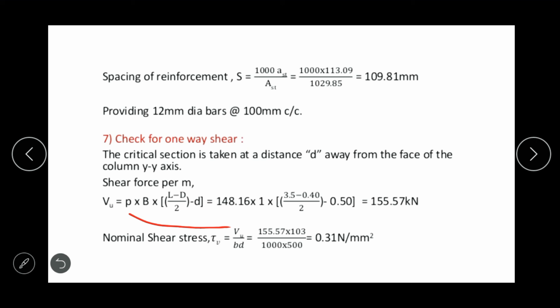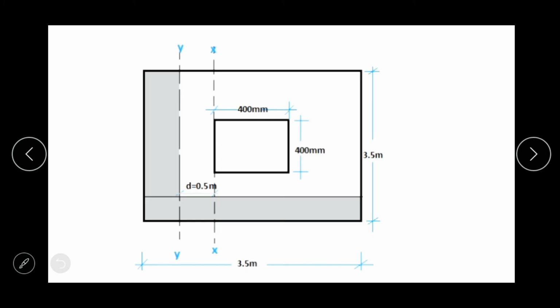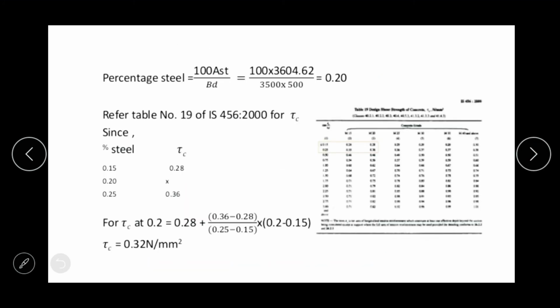So by using this formula we can calculate the shear force, that is Vu is equal to 155.57 kilonewton. So nominal shear stress tau v can be calculated by using this formula, that is Vu by bd. So tau v is equal to 0.31 Newton per mm square. So tau c can be calculated by determining the percentage of steel. So percentage of steel is 100 Ast by bd, because percentage of steel is equal to Ast by bd into 100. So percentage of steel is 0.2.